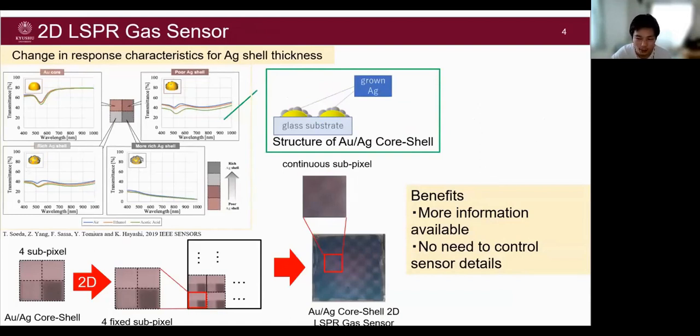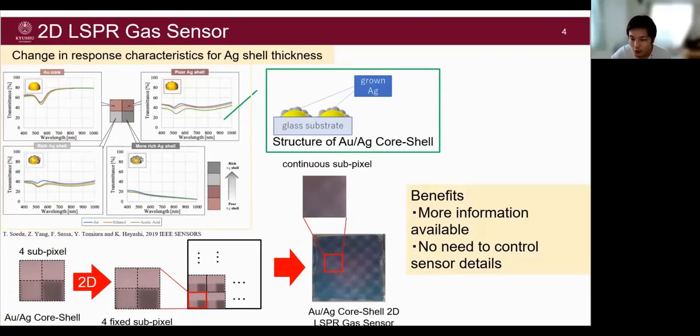with a CCD camera. The LSPR sensor fabricated this time has an AuAg cluster structure with Ag deposited on top of AuNPs. This figure shows that the AuAg cluster structure has a response characteristic that varies with the thickness of the Ag. 4 pixels can be considered as one subpixel, and one subpixel can measure the concentration of up to 4 different gases.